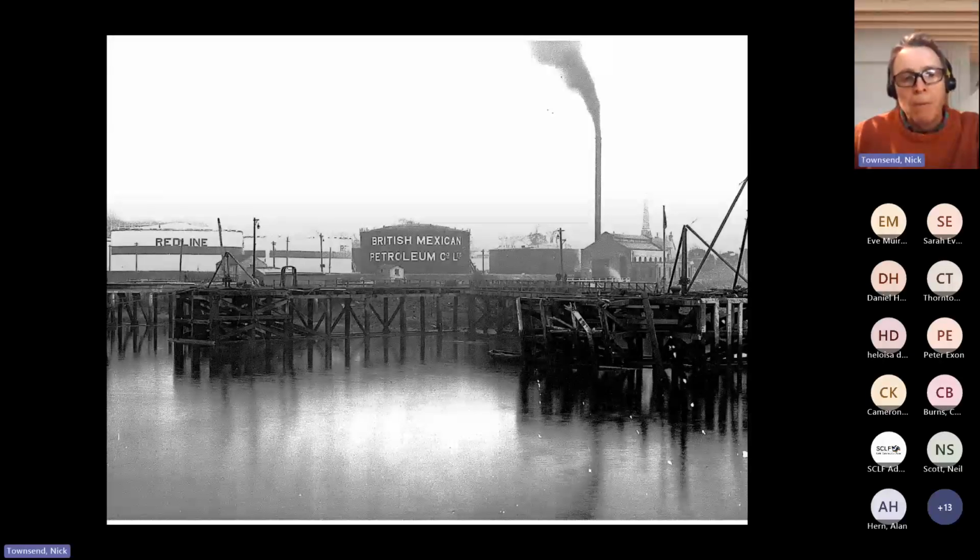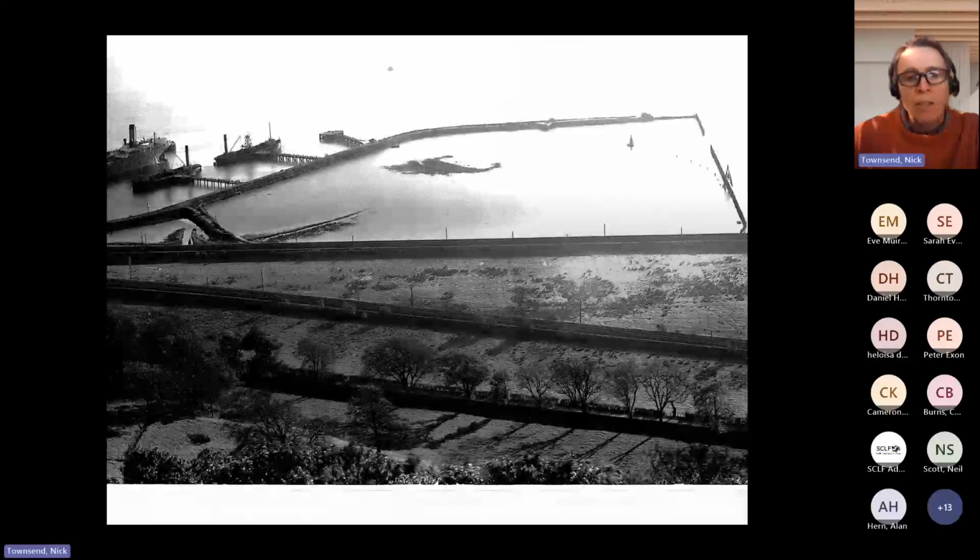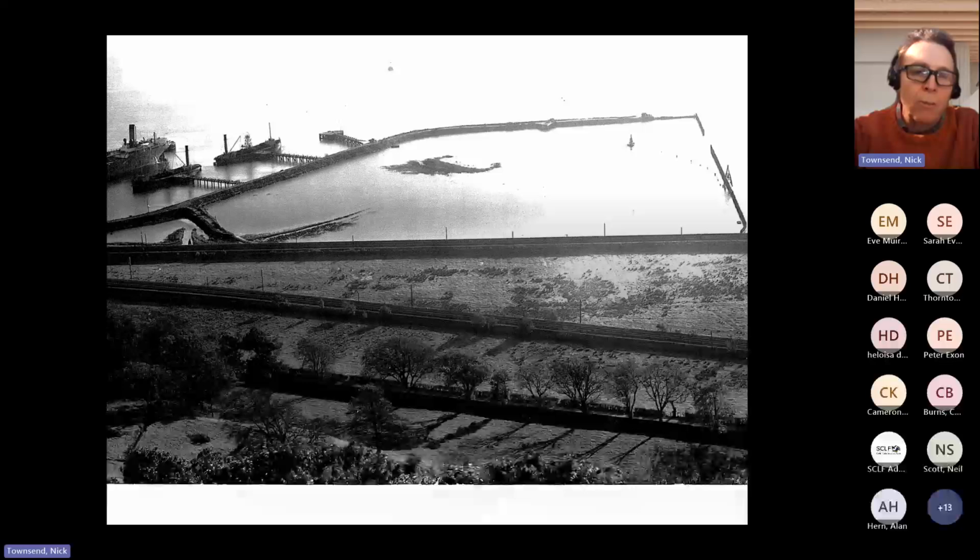This is another image, I think also from 1927. And this illustrates further expansion of the site through further reclamation from mudflats. It's understood that dredge materials from the Clyde were pumped in and progressively displaced the river water.